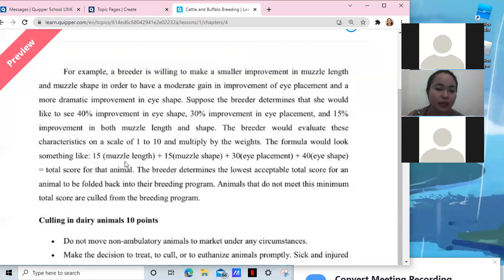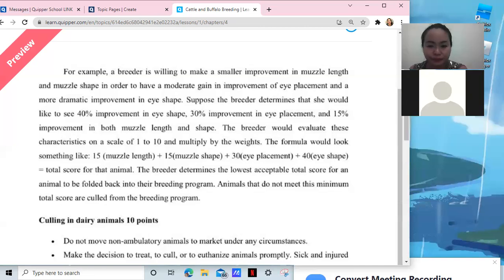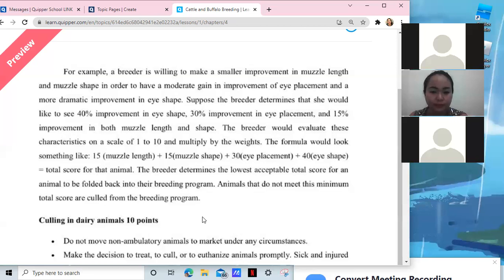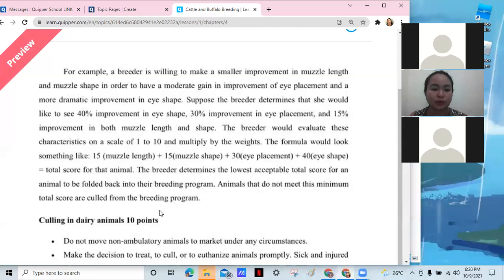15 times the muzzle length, for example, is which one? It's 15%, no? Or 15 times the muzzle shape is also 15%, and so on. And that's the total for that score. Then the breeder will determine which is the lowest acceptable total. For example, gusto ko mataas yung standard ko sa 60, for example, no? And then if below 50 or below 60, then it will be culled from the breeding program if it doesn't meet the minimum total score for the cull.